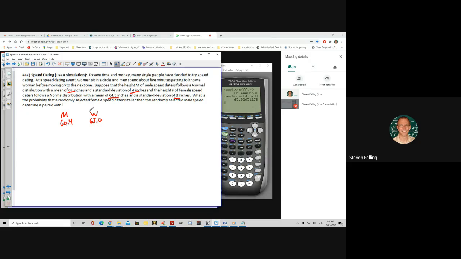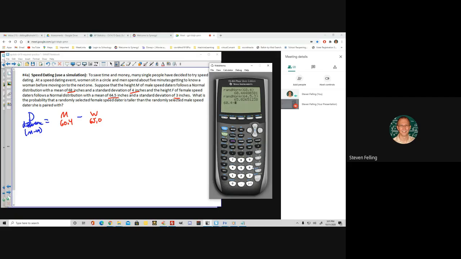So to kind of see how that might work, maybe what we could do is let's define a new variable. I'm going to call it D for the difference. And we're going to define it specifically to be the man's height minus the woman's height. So in my case, it was 60.4 minus 65.